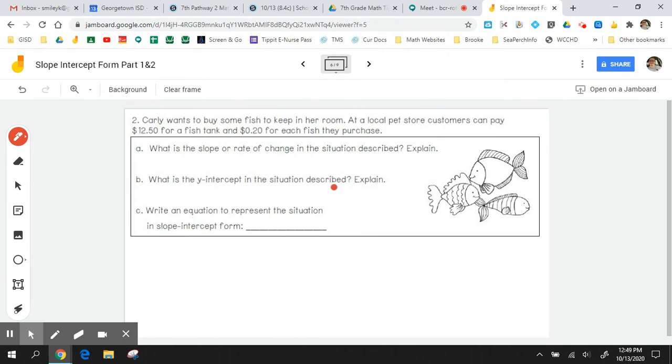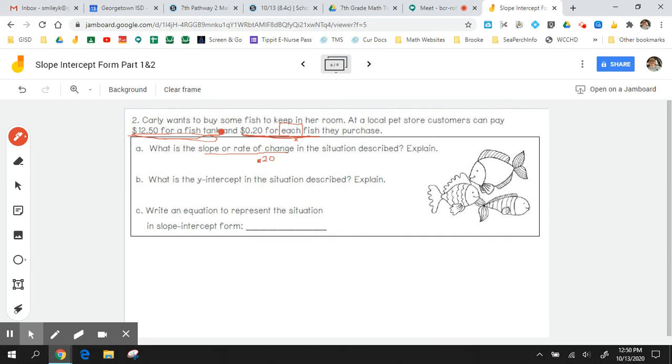Okay, now, number 2 says that Carly wants to buy some fish for her room. It says that store customers can pay $12.50 for a fish tank and 20 cents for each fish they take home. The key word is each. That means to multiply. So the slope or the rate of change, that is what we're multiplying. So 0.20. That is our slope.